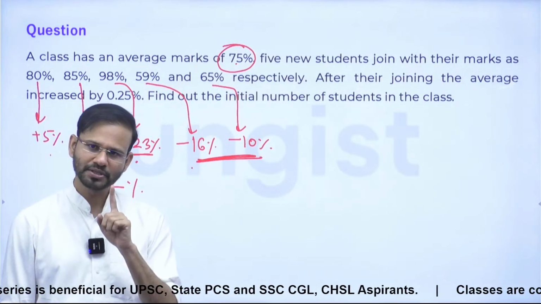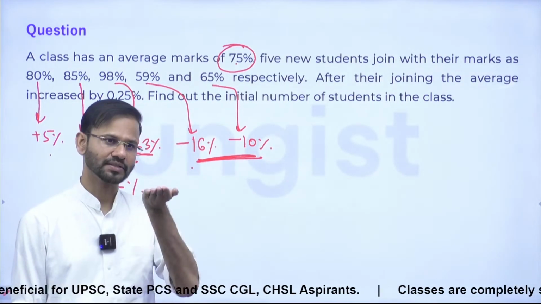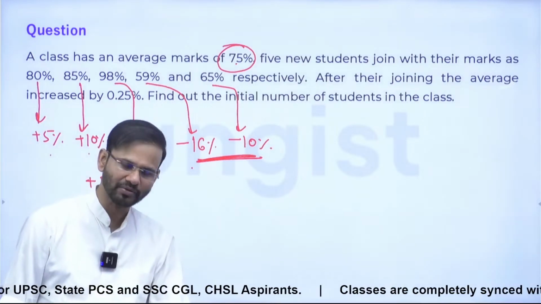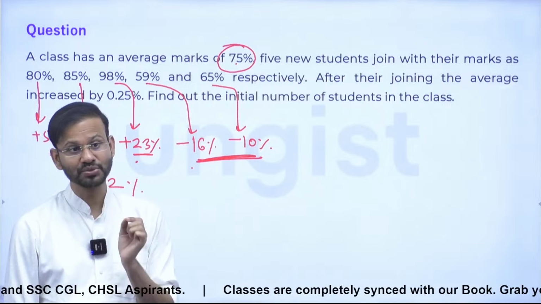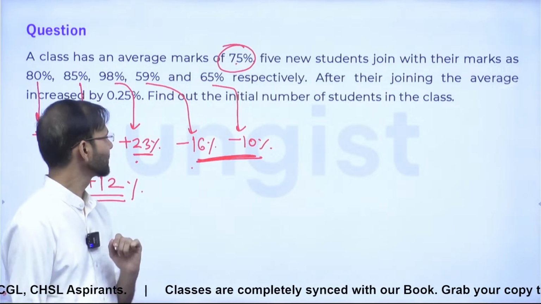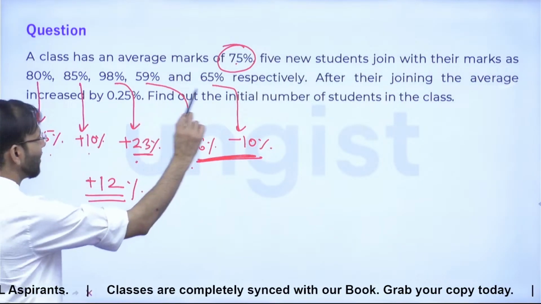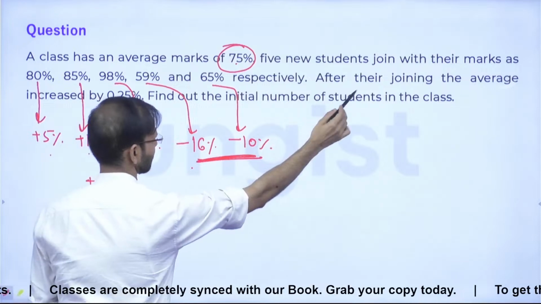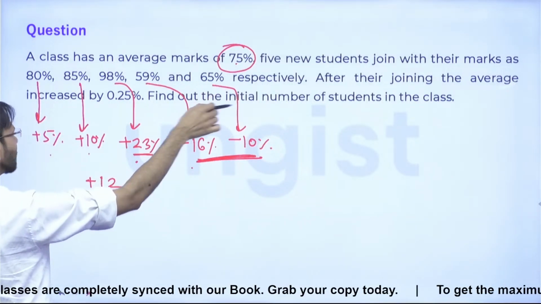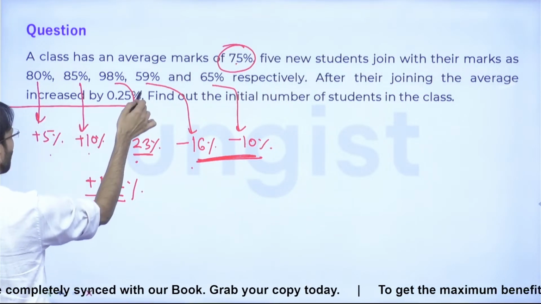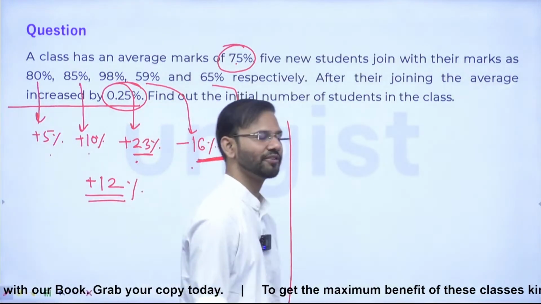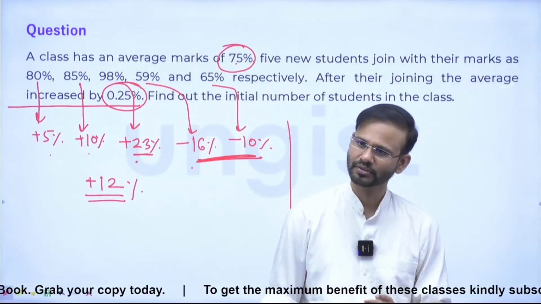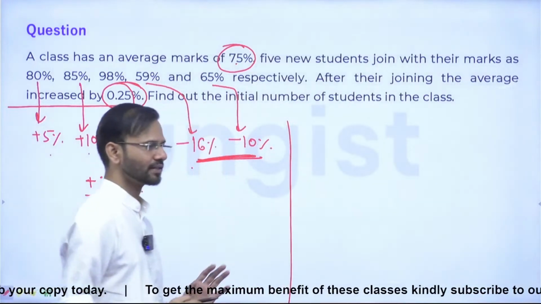Guys, when the contribution is positive, the average will be increased. When the contribution is negative, then average will be decreased. Yes or no? So overall contribution is plus 12. And the question is saying, after their joining, the average increases by 0.25. 0.25 क्या होता है? What is 0.25? 1/4. Right. So guys, here, just think on it.